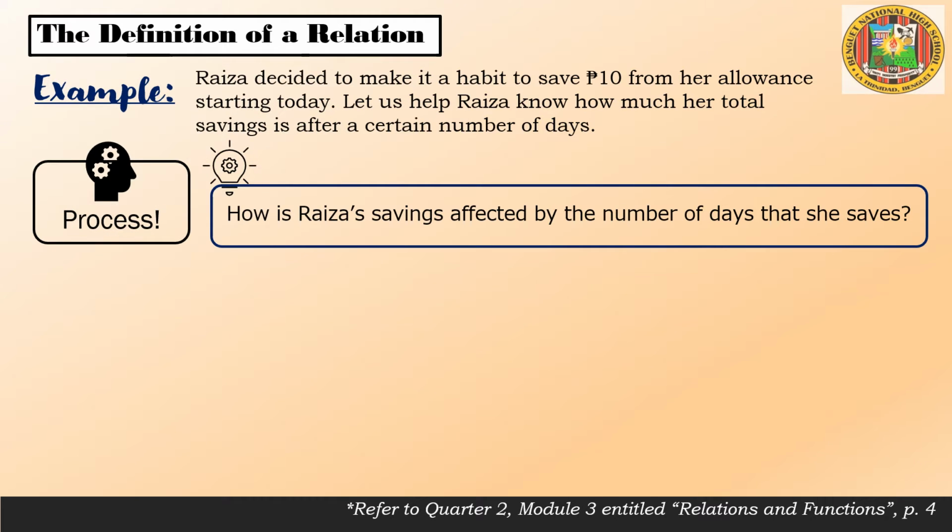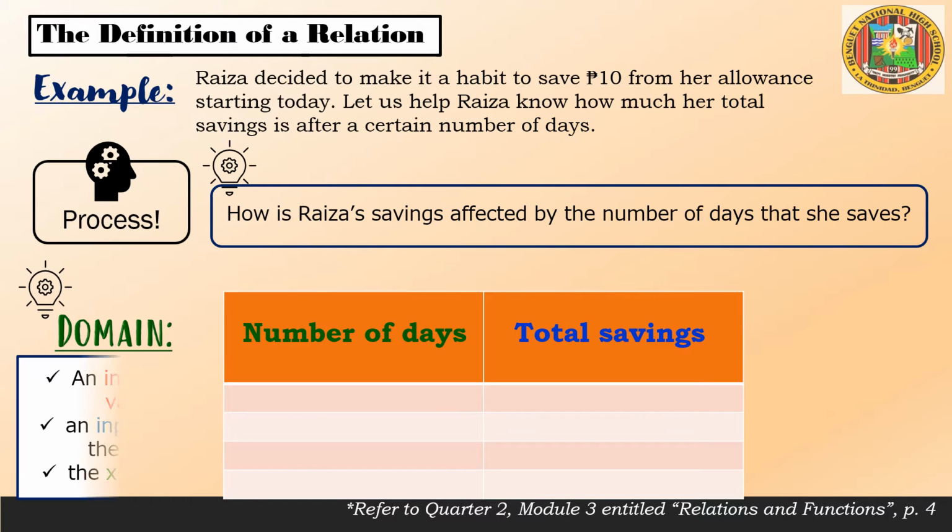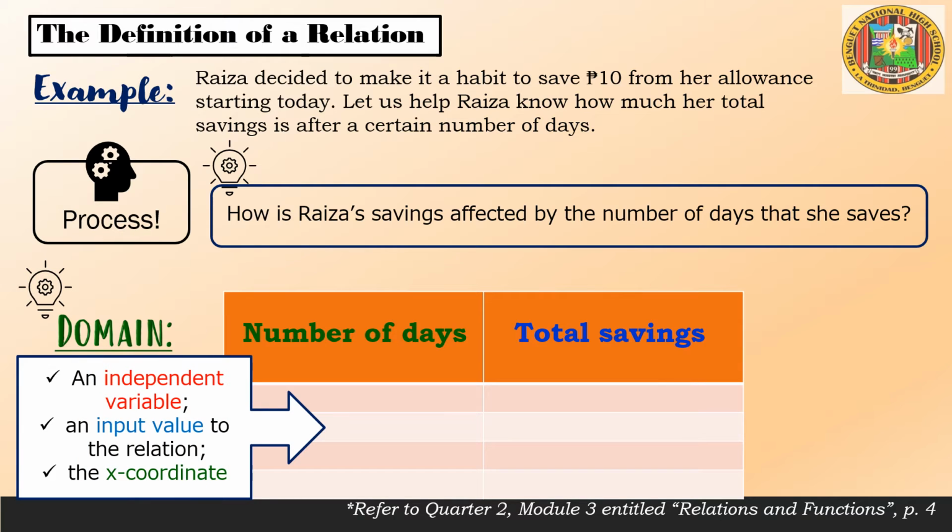It is easy to study the values of a relation through a table, where you write the values for one quantity in one column and the other in another column. Usually, you write the values of the domain in the first column. The domain represents the values of the independent variable in the situation. These are the values that you input into the equation that represents the relation. Or, simply, it is the x-coordinates in the ordered pairs.